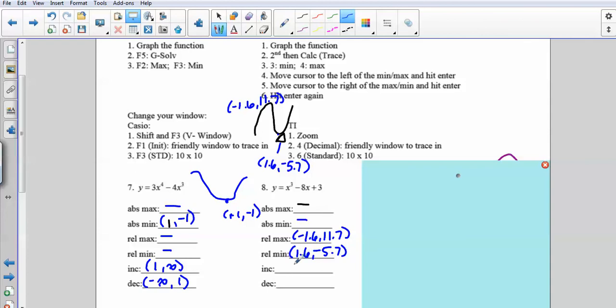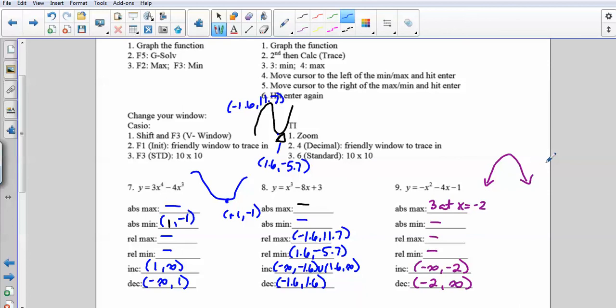My function is increasing from negative infinity until negative 1.6, and again from 1.6 to infinity. And it's decreasing in the middle from negative 1.6 to 1.6. So now's a good time to pause the video and try to do the third one, and then you can check your work against mine. And here's my work. And we're going to continue our notes on the second video.